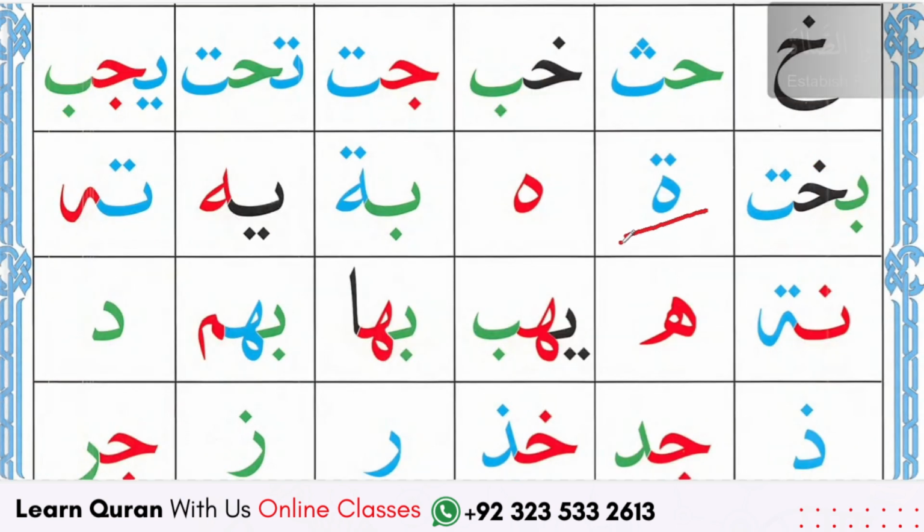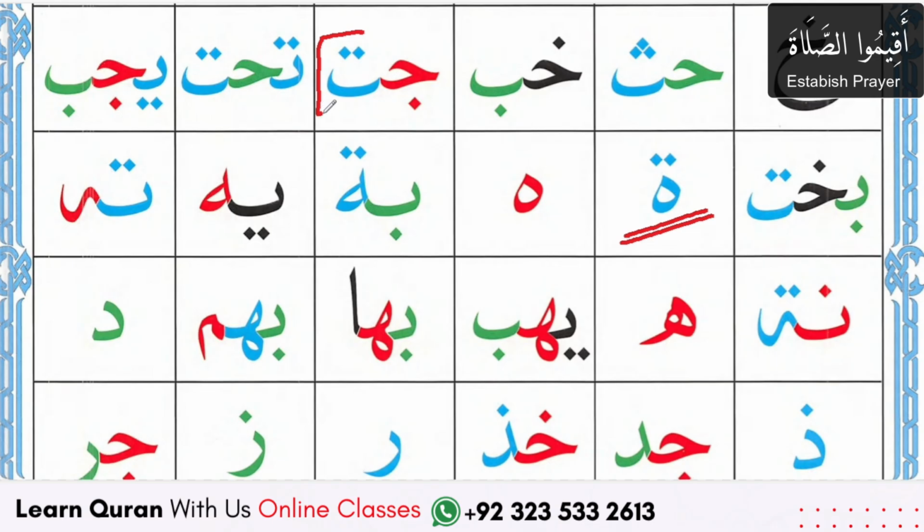Now let's discuss this letter. As you already know, when a letter has two dots on the top, that's letter Taa. Now here, this one, that's also letter Taa because it has two dots on the top. From here we got it that letter Taa has two shapes. One is the flat one, and here we have the circle shape of Taa.